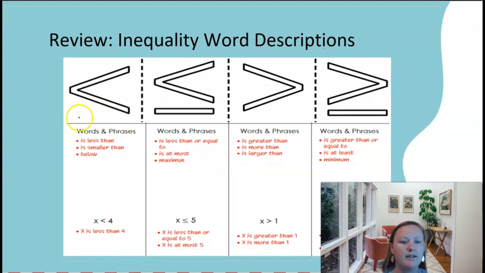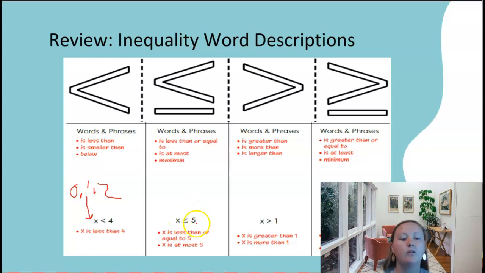Okay. This one is less than. This is our less than sign. Okay. X is less than 4. X stands for any number less than 4: 0, 1, 2, okay? This is our less than or equal to sign.